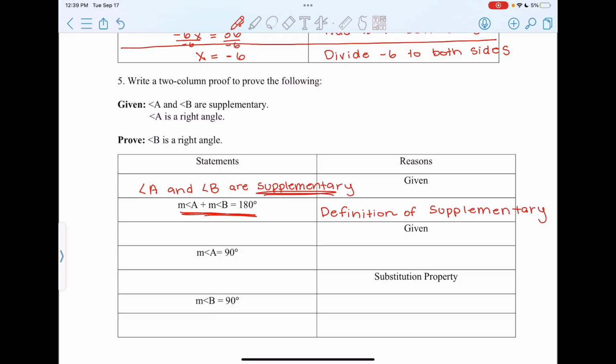Next, it wants me to state my other given. It was given to me that angle A is a right angle. And then they say that the measure of angle A is 90 degrees. That's because we just said it was a right angle. That's the definition of a right angle.